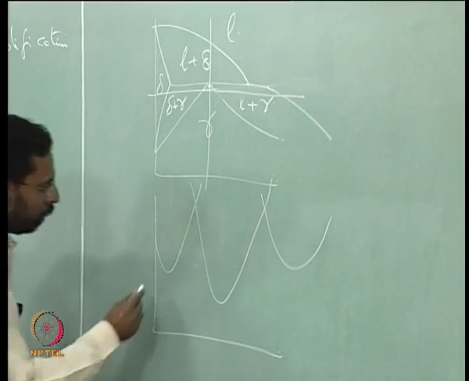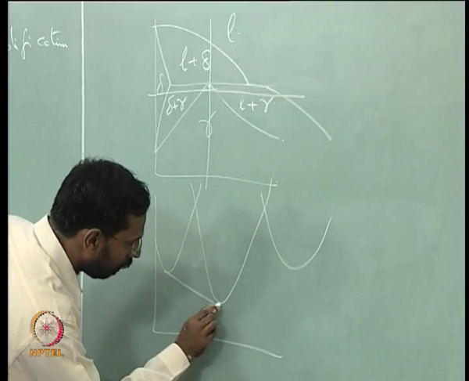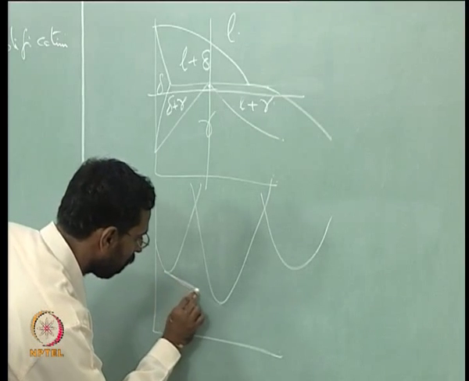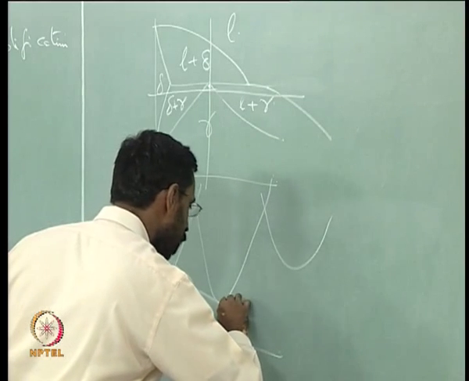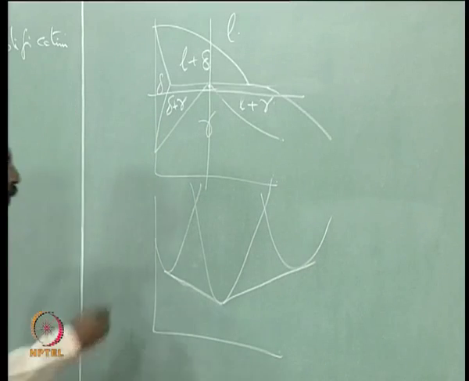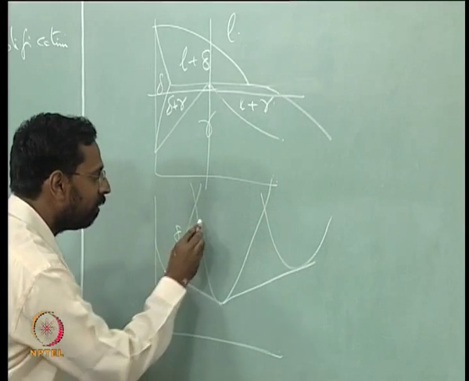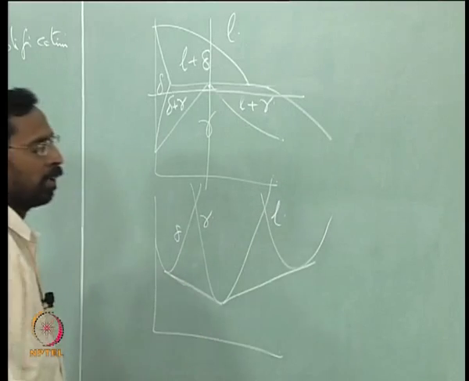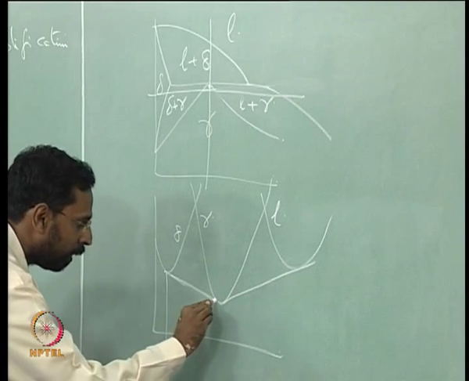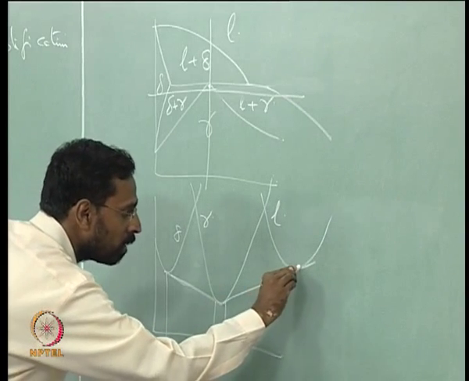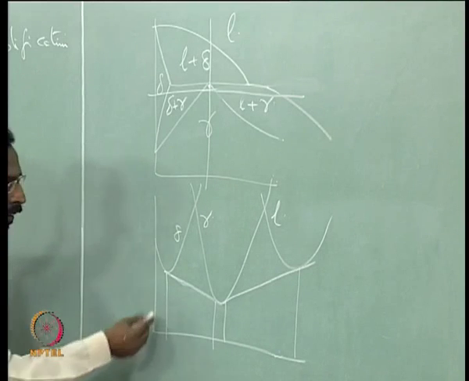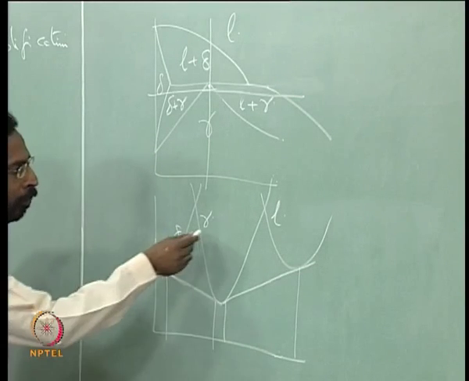So, in principle you have a delta plus gamma equilibrium, you have liquid plus gamma equilibrium. So, this is the delta phase, this is the gamma phase, this is the liquid phase, and these compositions that I am getting are what?